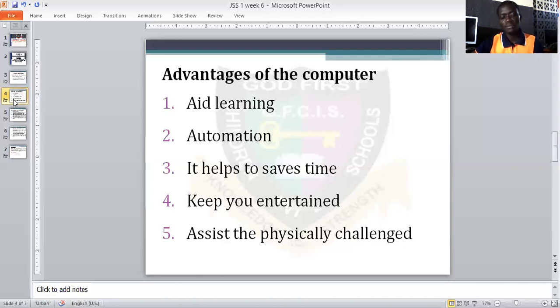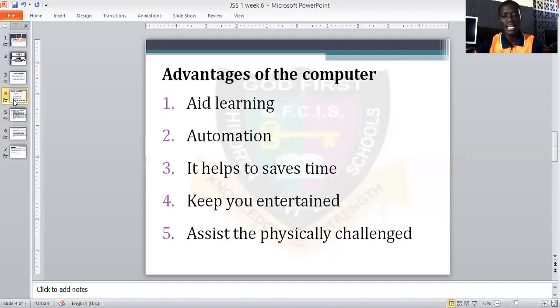Now let's give an example of that. If you have downloaded this video, you can watch this video over and over again. Instead of you expecting me to give you the same video on the same topic, you can repeat the video again and again. In that case, it has helped you to manage and save your time.